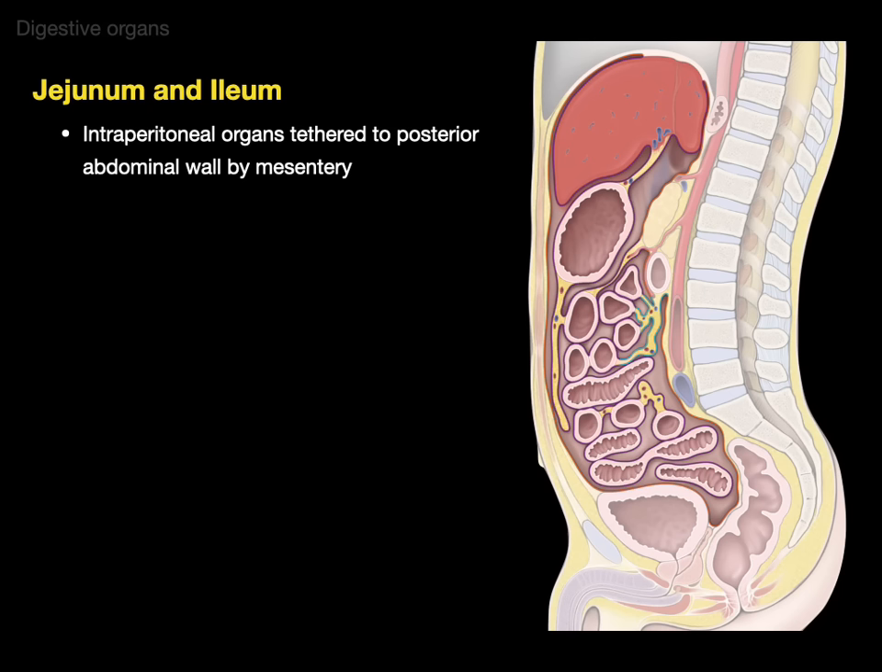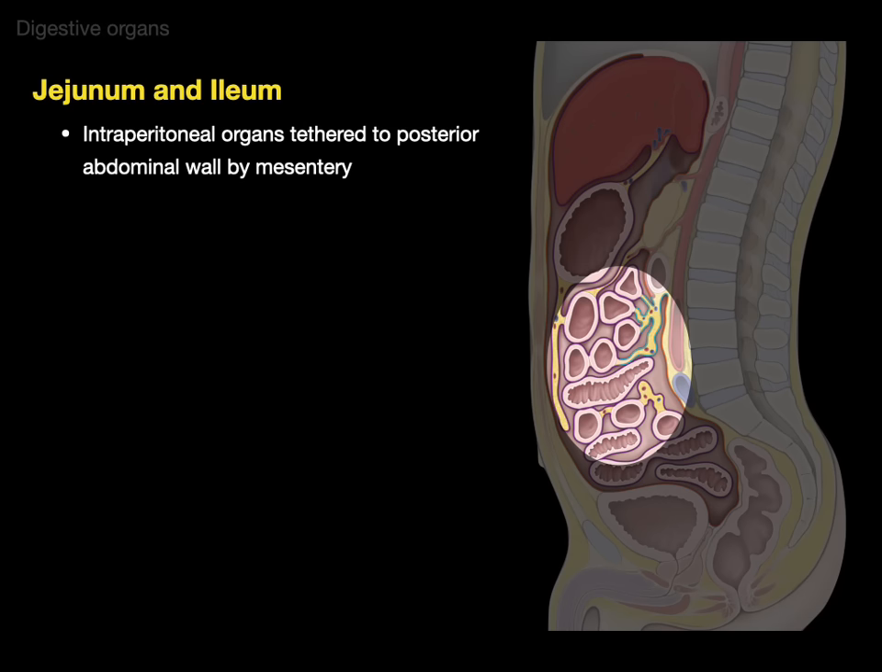This is a sagittal section of the abdominal cavity, and focusing on all of those circles are showing cross sections, or in this case, sagittal sections through the jejunum and ileum. Notice that mesentery anchors it to the back of the abdominal wall, and in this two-layer mesentery is where we find the vessels and nerves coursing to the gut tube.